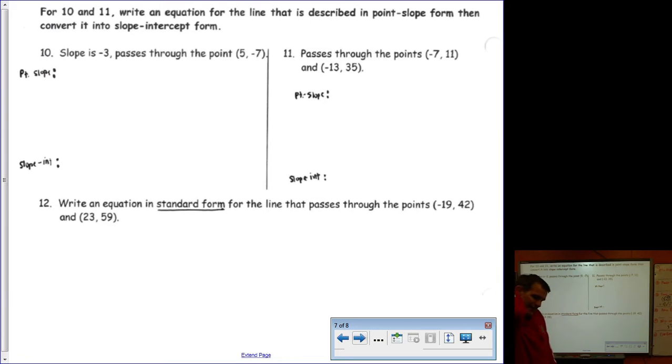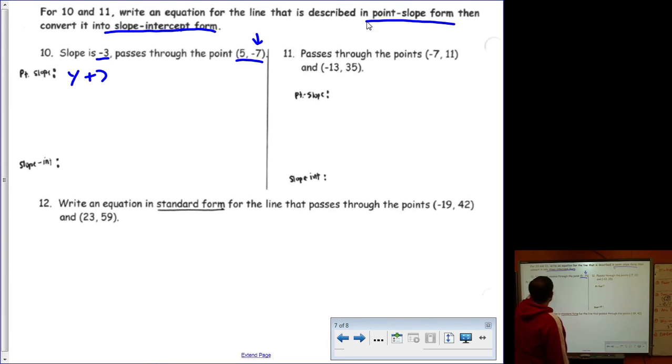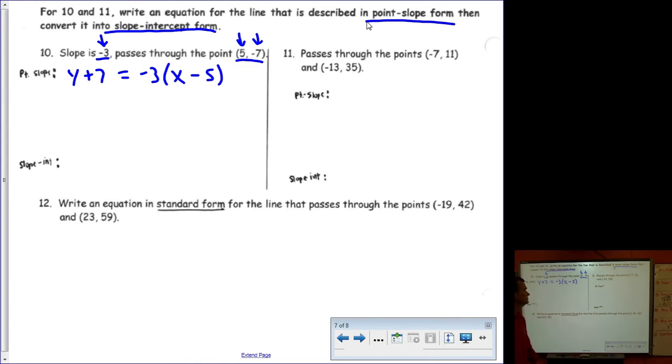All right, now they get a little trickier. In number 10, I am supposed to write an equation for the line described in point-slope form, then convert it into slope-intercept form. All right, so I have a slope and I have a point. I'm ready to write the equation. It would be y plus 7, that's my y value, equals -3, that's the slope, times x minus 5. 5 is the x value.